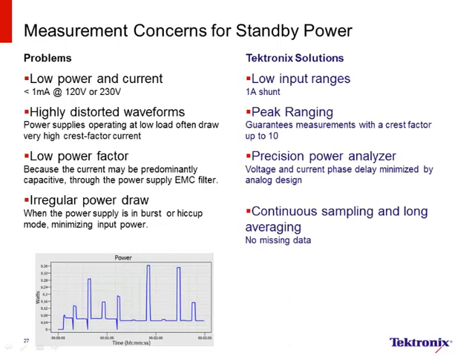Solutions are, of course, to have low input ranges that are matched to measuring low currents in the microamp range. Instruments should also peak range so that accurate measurements are guaranteed at high crest factors. Instrumentation also requires methods to sample quickly and continuously so as not to miss anything, but to do so and to average over long periods of time to cope with the burst mode on the power supply.